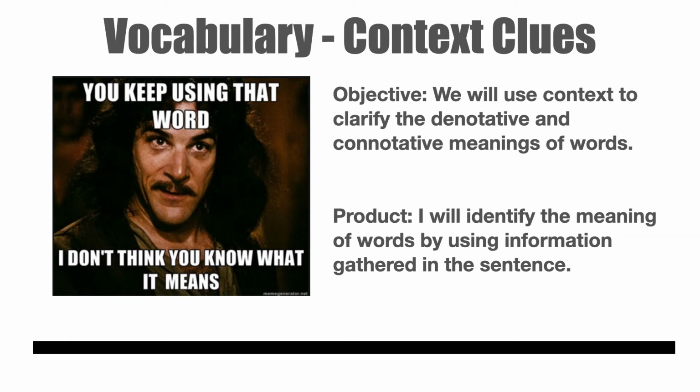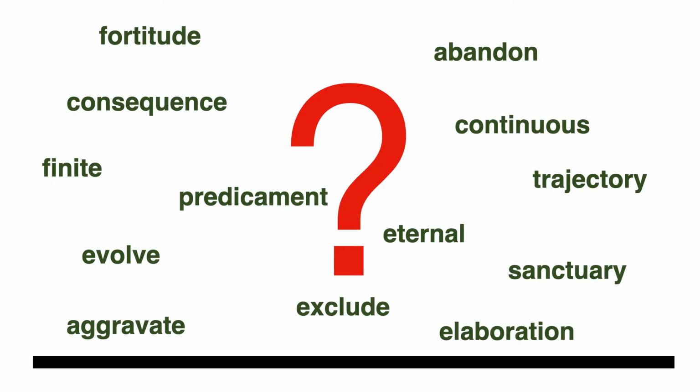In this vocabulary lesson, we will review strategies for using context to clarify the denotative and connotative meanings of words. At the end, you will practice identifying the meaning of words by using information gathered in the sentence. It is quite common as we're reading texts in English class to come across words we don't know. Often, on our English exams, we're asked to identify the meanings of words that we are not familiar with. So what strategies do we use to identify the meanings of unfamiliar words?